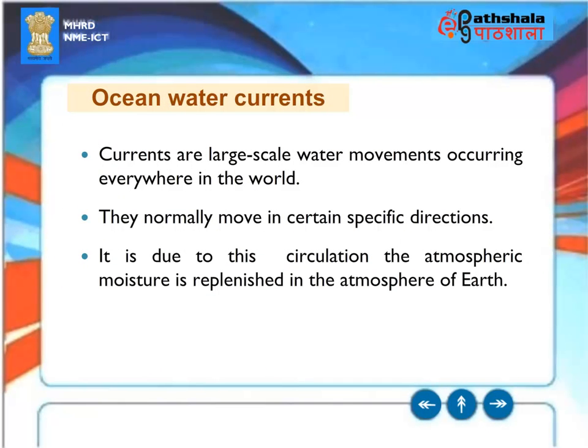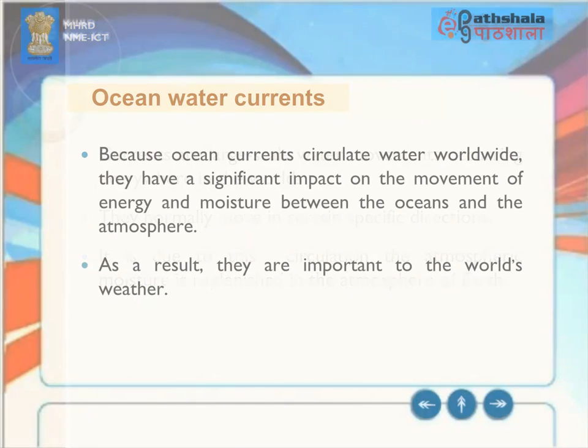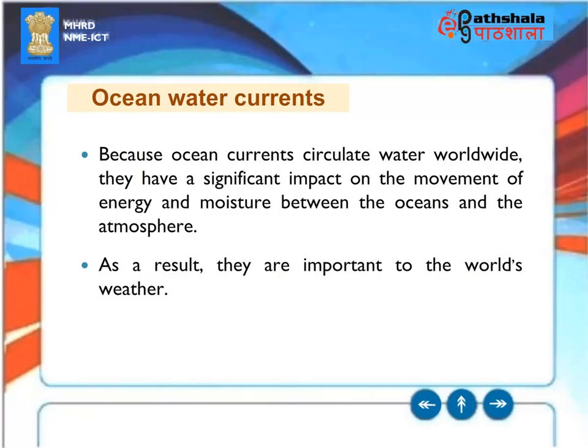Ocean water currents. Currents are large-scale water movements occurring everywhere in the world. They normally move in certain specific directions. It is due to this circulation that the atmospheric moisture is replenished in the atmosphere of Earth. Because ocean currents circulate water worldwide, they have a significant impact on the movement of energy and moisture between the oceans and the atmosphere. As a result, they are important to the world's weather.